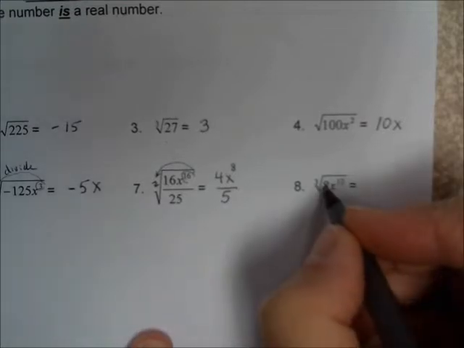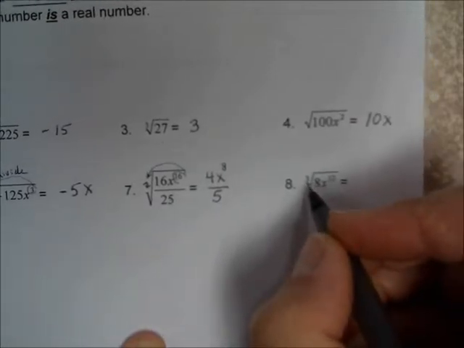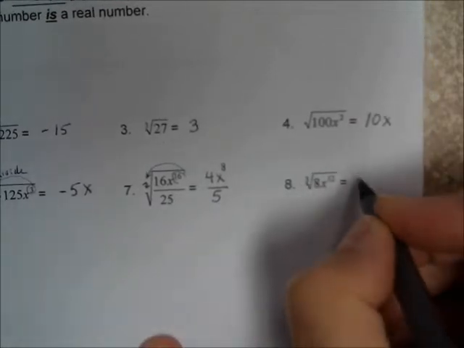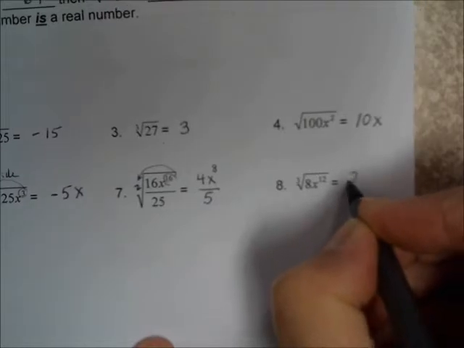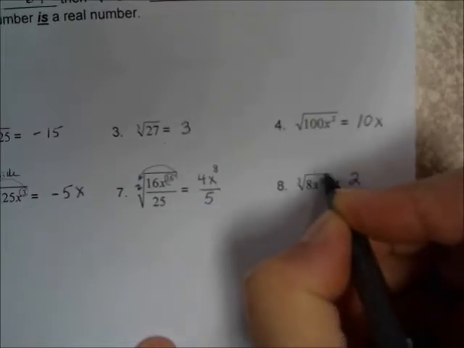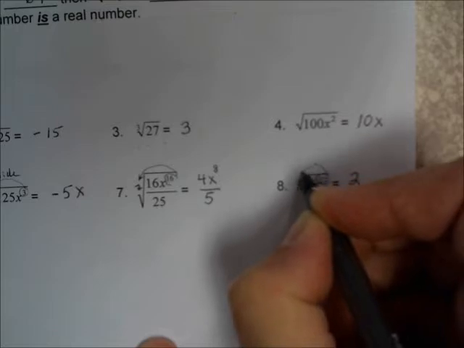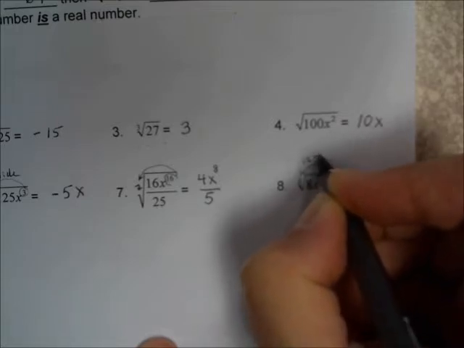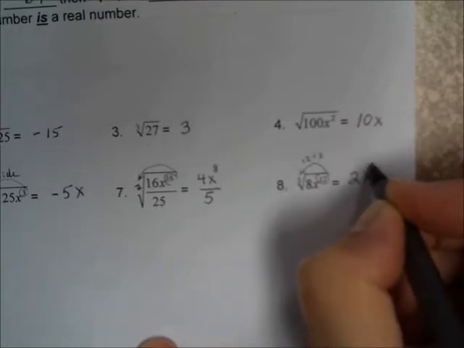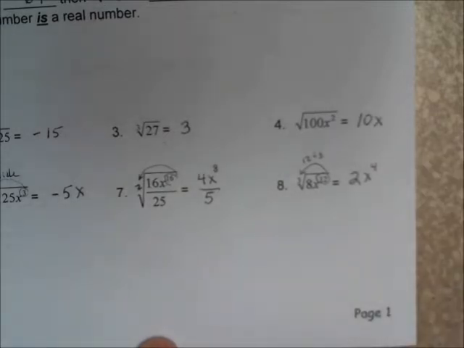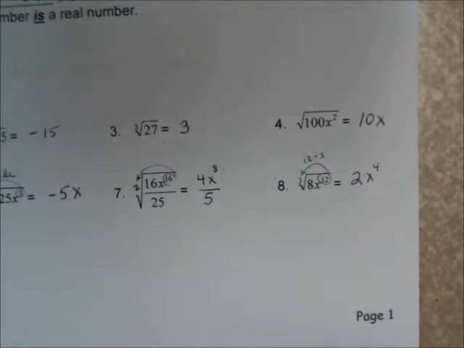Now the cubed root of 8, what times what times what is 8? I think we've already done that one today. So the cubed root of 8 is 2, and for the cubed root of x to the 12th, remember we take the 12 and divide it by 3. 12 divided by 3 is equal to 4. So 2x to the 4th would be that answer. All right, now let me see if I can focus this a little bit. Oh, that's a little bit better.